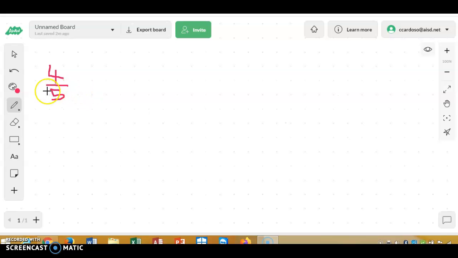You take the down number right here, the denominator, which is 5. Down, that's the down number, down and out. There's the 5 on the outside.